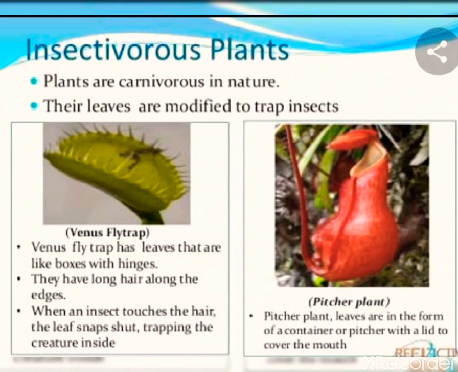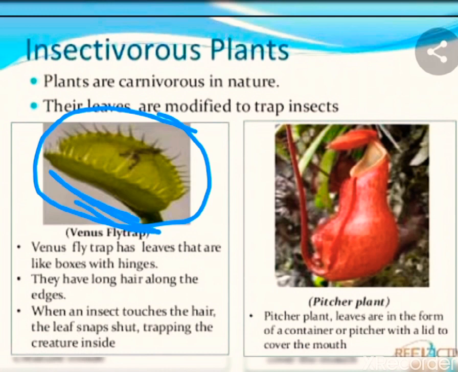Now what happens? The Venus flytrap has leaves that are like boxes with hinges. Can you see? It is the shape of a box with a hinge, that means fixed at a point from down. They have long hairs along the edges, you can see in the picture, and when the insect touches the hair, the leaf snaps shut. Both the panels shut down and the insect gets trapped inside and is engulfed by the plant. Okay, so this is the modification of leaf in insectivorous plants.